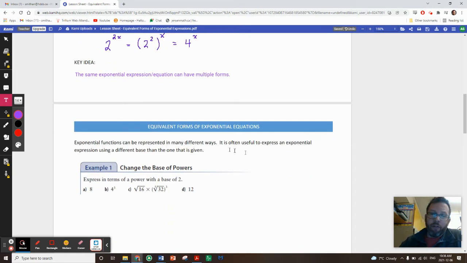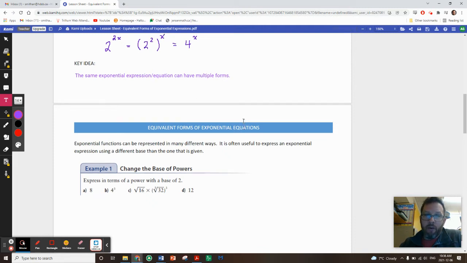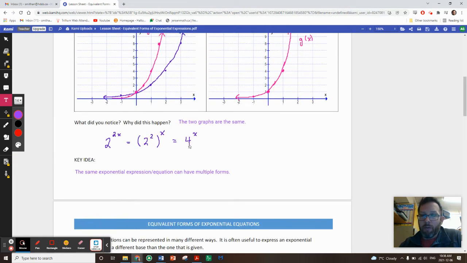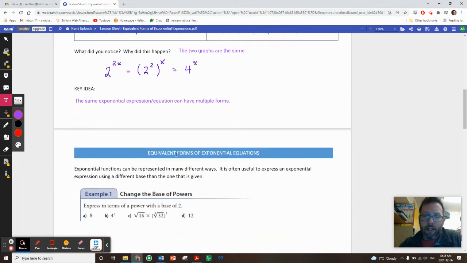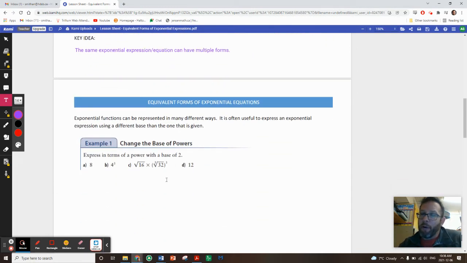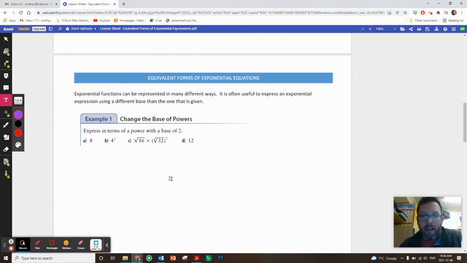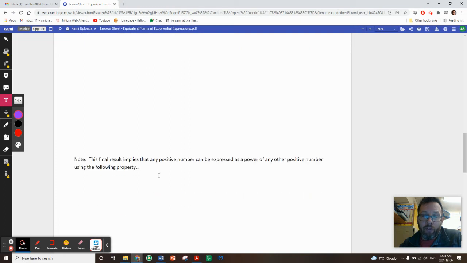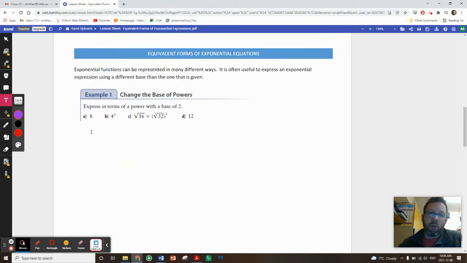Again, exponential functions can be represented in many different ways. And what we're going to do right now is just an exercise in converting from one base to another. We did that in the last one. If you think of 4 in terms of a base of 2, we can show these two graphs are equivalent. So let's take these expressions, building in complexity, and let's express these in terms of a power with a base of 2.